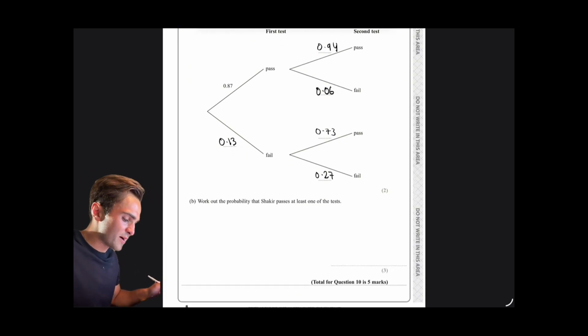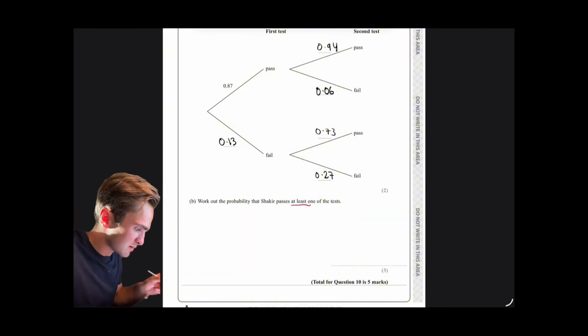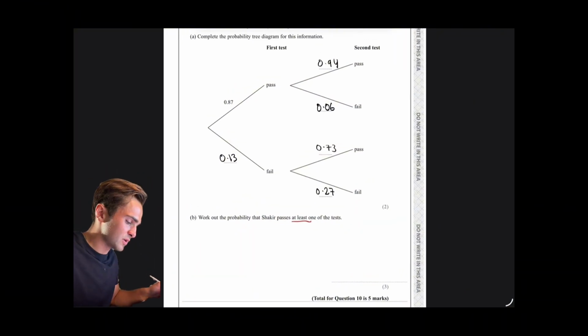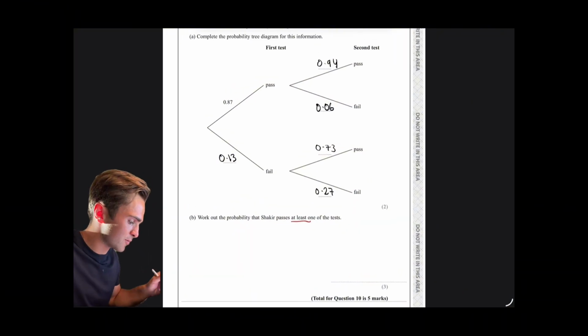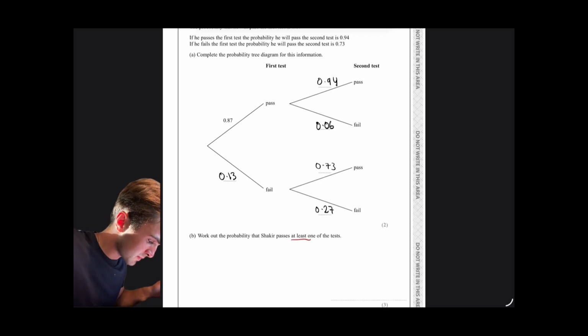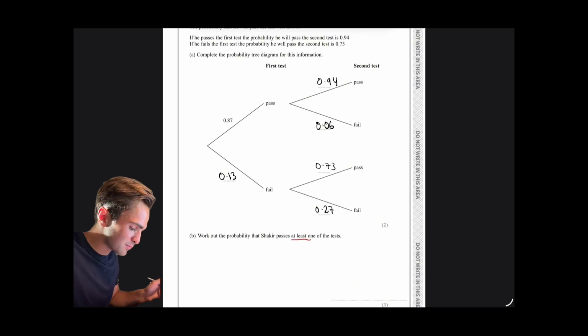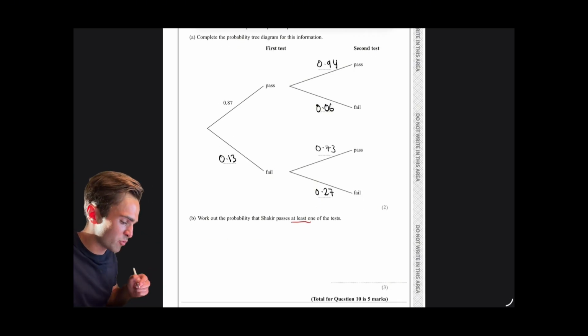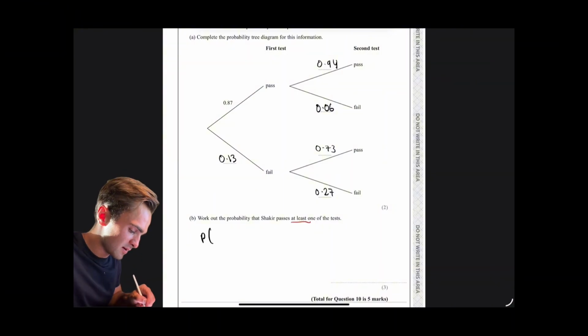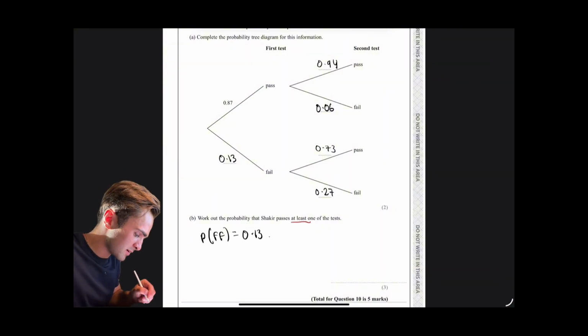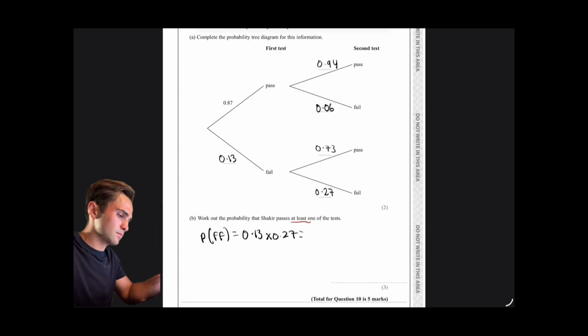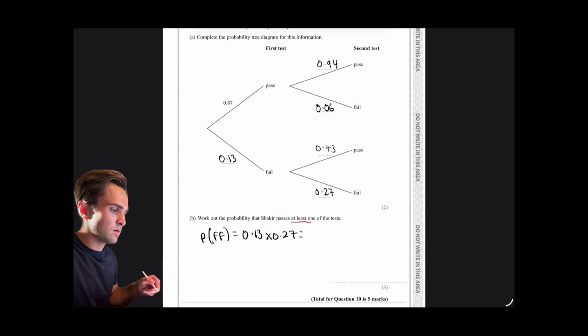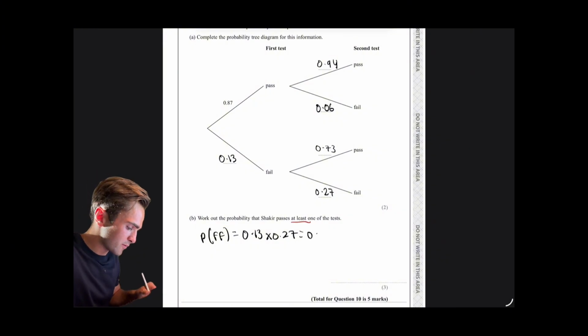So part B, work out the probability that Shakir passes at least one of the tests. So at least, you can either pass, fail, pass, or fail. As it says at least one of the tests, we just need to find the probability that he fails both of the tests. So probability fail equals 0.13 times 0.27, which equals 0.0351.